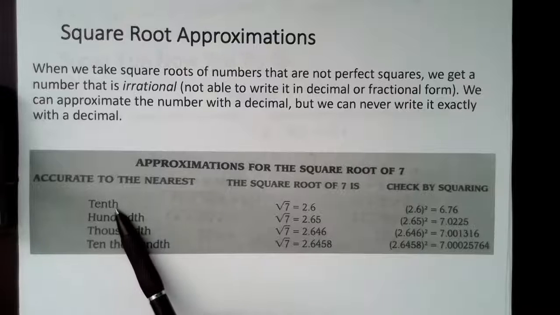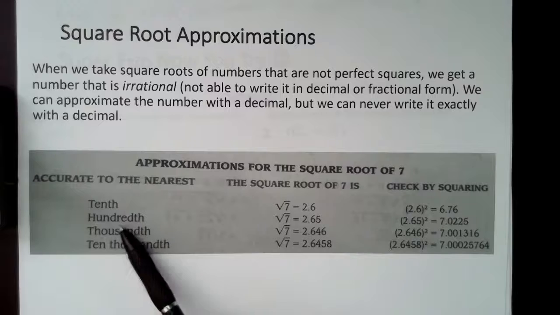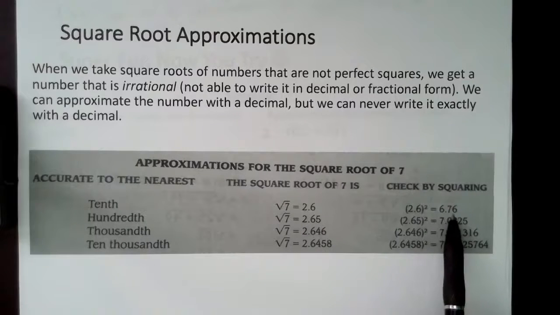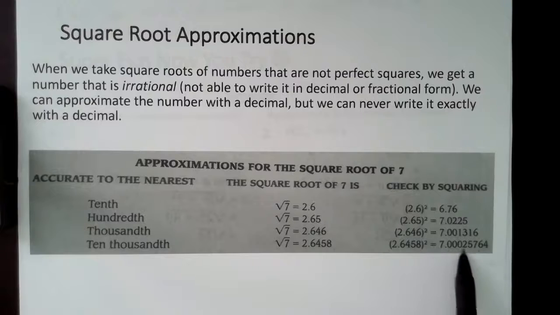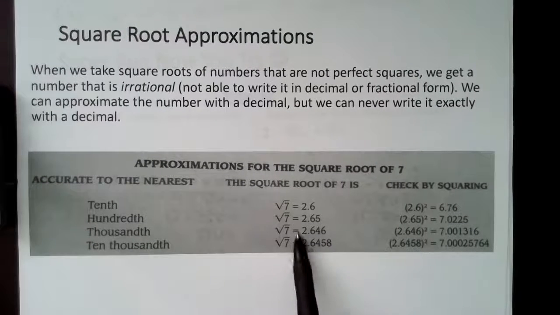If you were to take the square root of 7 and approximate it to the nearest tenth, you would get 2.6. And if you square 2.6, you would get 6.76. So you see how it's not exactly 7, but you also see that the more decimals you have, the closer the approximation. And then the next question is, how do you get to these numbers?